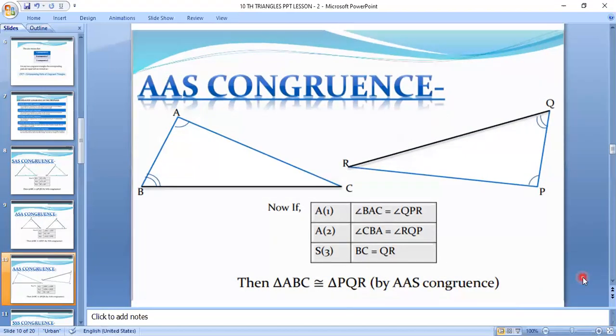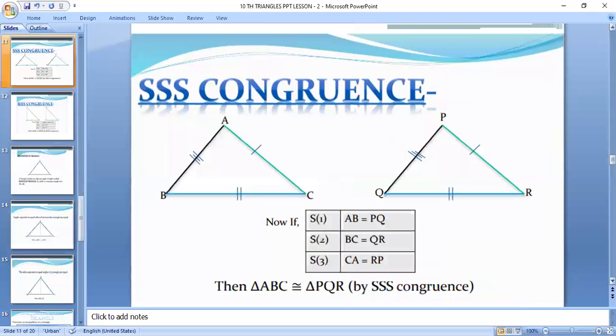And next, the SSS congruence rule. ABC triangle, PQR triangle. In these two triangles, AB is equal to PQ, BC is equal to QR, and AC is equal to PR. So three sides of one triangle are equal to the three sides of the other triangle. Then the two triangles are congruent by the SSS congruence rule.